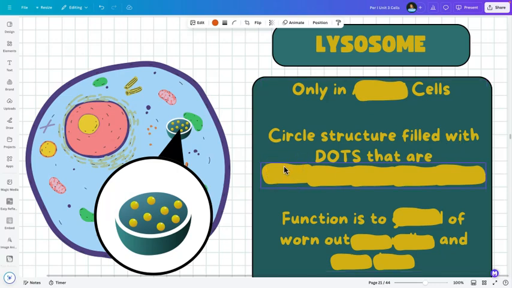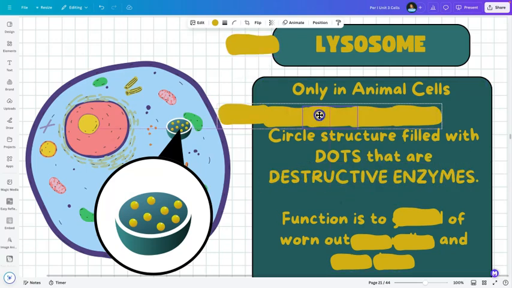It's very important that you remember that it's a circle with dots, because what other structure is a circle? The ribosome is a small dot. The vacuole is a circle. So when you spot the circle on your cell diagram, if it doesn't have dots, it's not a lysosome. Okay? Anybody know what those dots do? Or what is the function of a lysosome? Not one person. So it's only in animal cells.